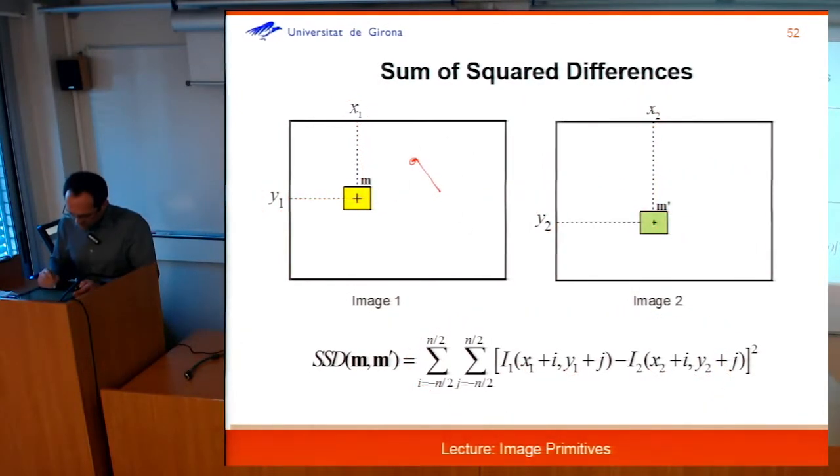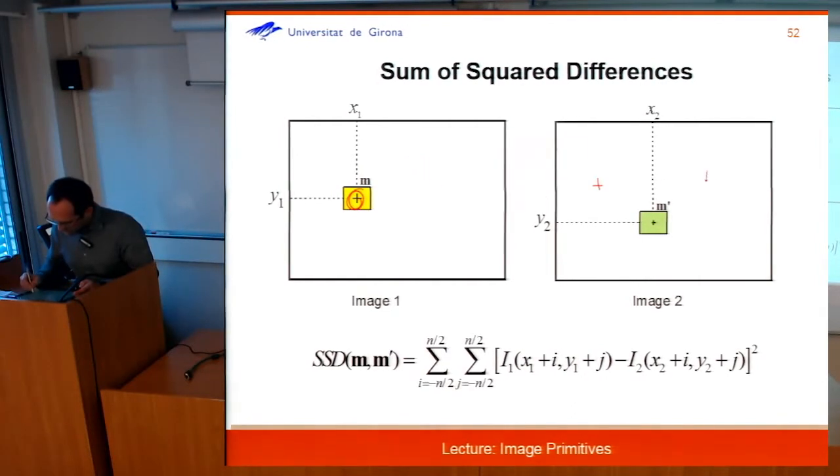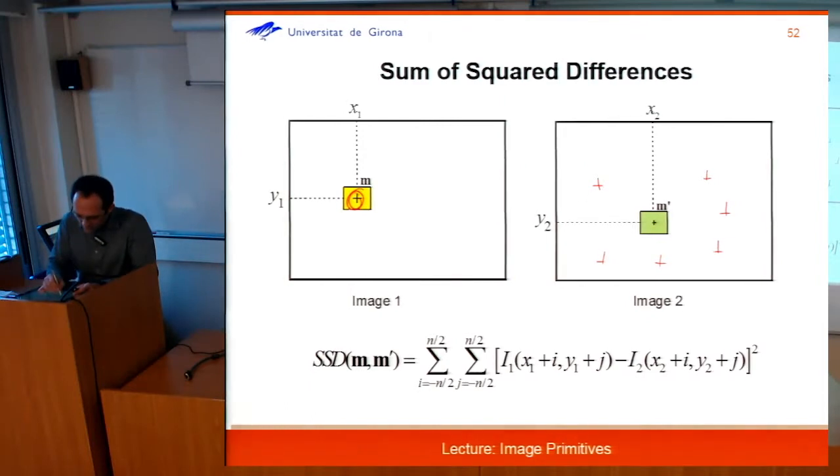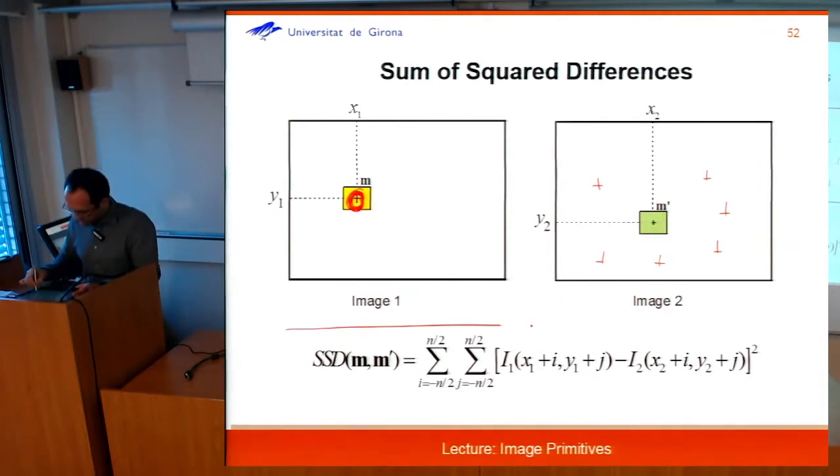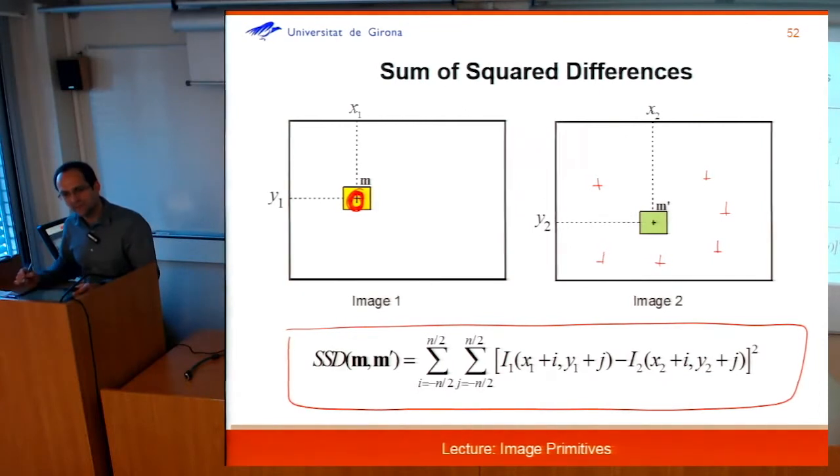Given this point in image 1, and given 10 points, which are 10 corners in image 2, I want to find out which is the correspondence of this point in the second image. The way to do it is to do this operation 10 times. The first time I'm going to start with this point, so x2, y2 is going to be this coordinate here. And I get a sum of square differences, which is going to give me a value.